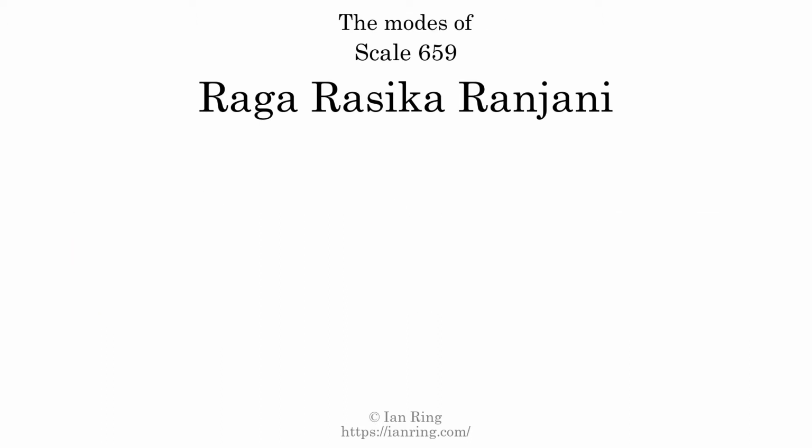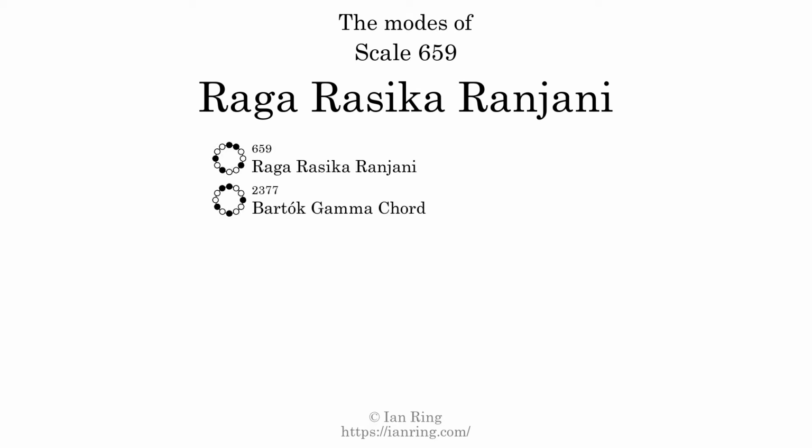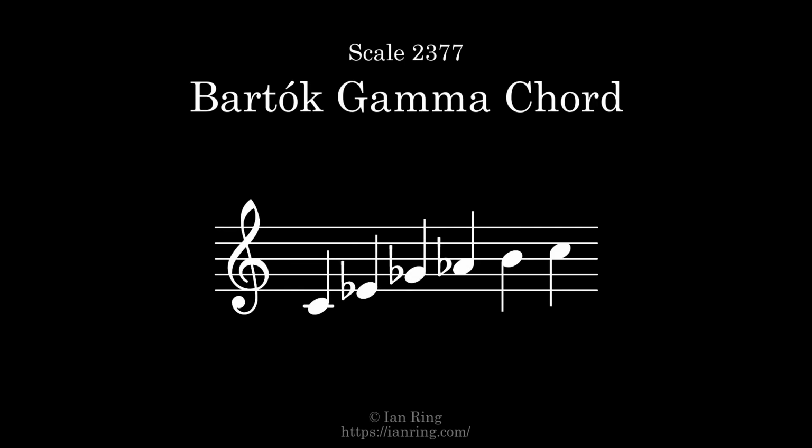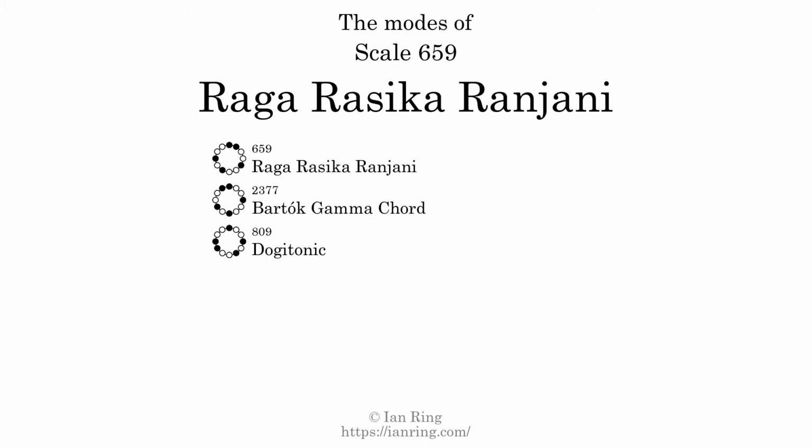This scale has 5 modes. The first mode is itself. The second mode is scale 2377, also known as Bartók gamma chord. It sounds like this. The third mode is scale 809, also known as dodgetonic. It sounds like this.